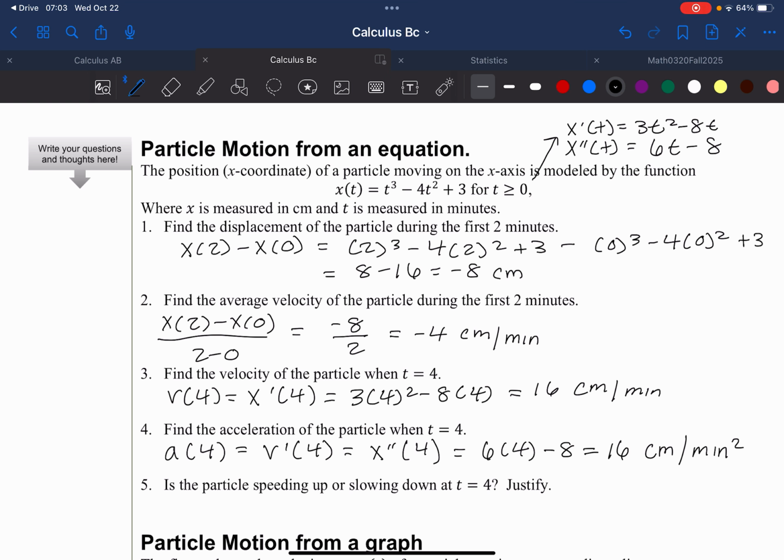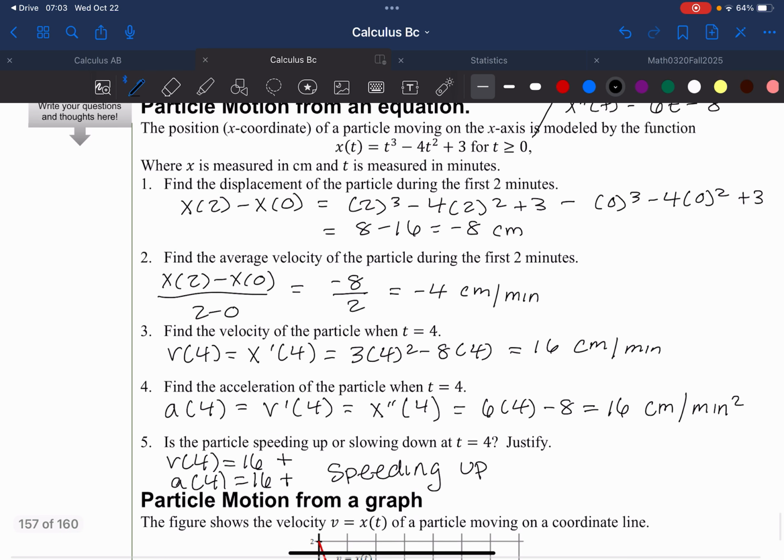Then it says, is the particle speeding up or slowing down at t equals 4? Well, the velocity at 4 was 16, which is positive, and the acceleration at 4 was 16, which is positive. So since they have the same sign, we know that this is speeding up.